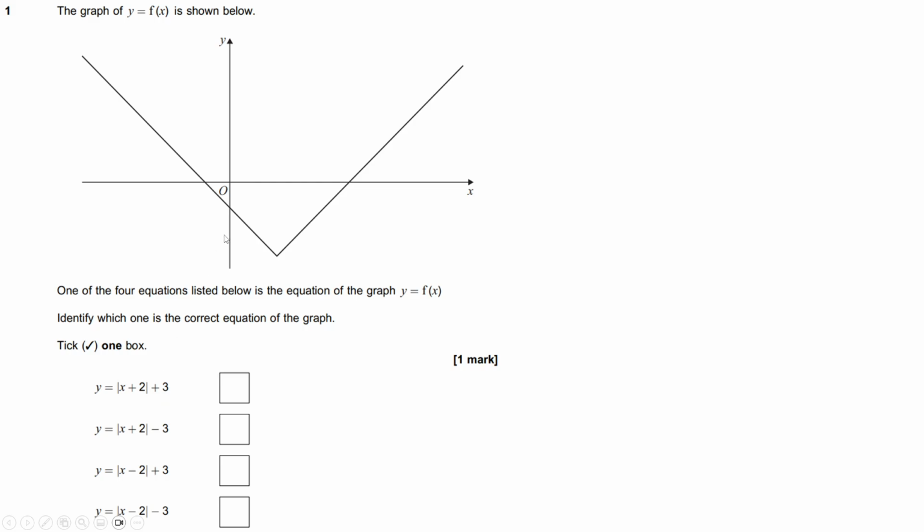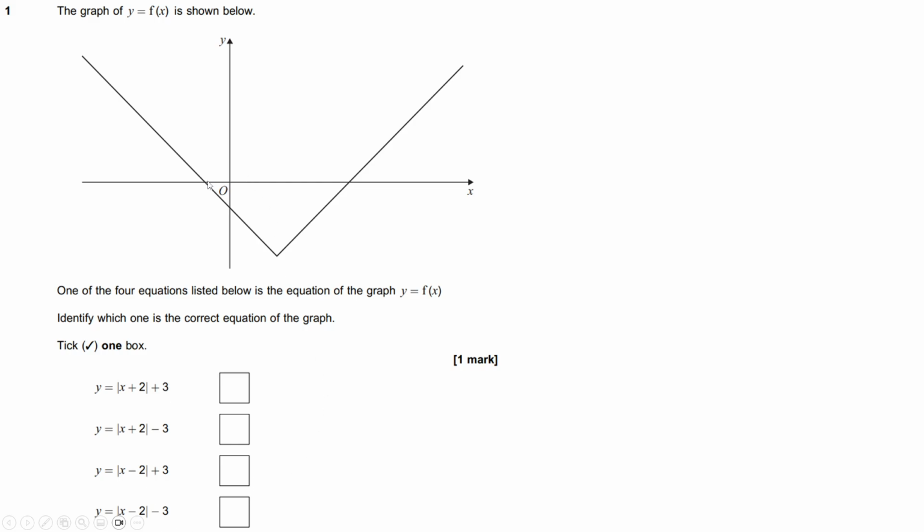First of all, we're going to have to look at how the graph is being transformed. If we just imagine we had y equals the absolute value of x, it would look something like this. But this is actually being shifted some amount to the right and then some amount down. Apparently those numbers are 2 and 3, or -2 and -3, we don't know which one.